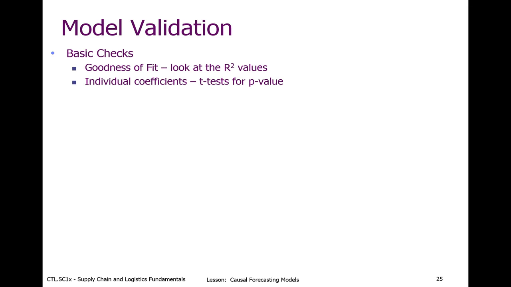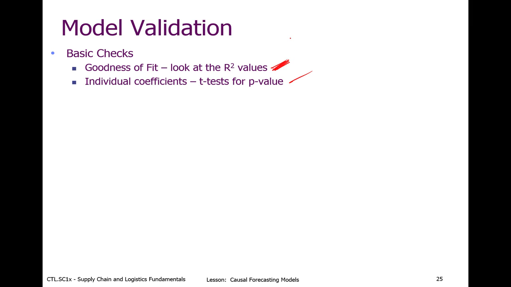So we talked about the basic checks. Whenever you run a regression model, look at the R-squared values. This tells you an overall goodness of fit. And for the individual coefficients, you do the t-tests, find the p-values, and see if they're statistically valid. Now there are many other tests you can use. In fact, you can use the F statistic that LINEST gives you to also see a measure of goodness of fit. It's a little bit different, but you can also use that.